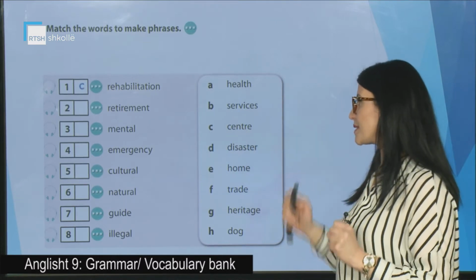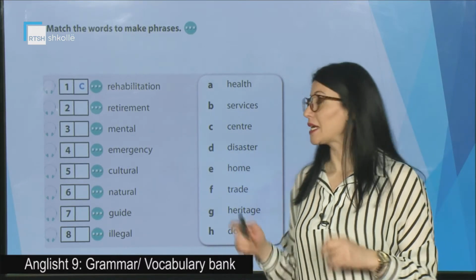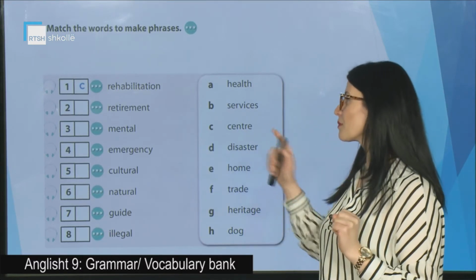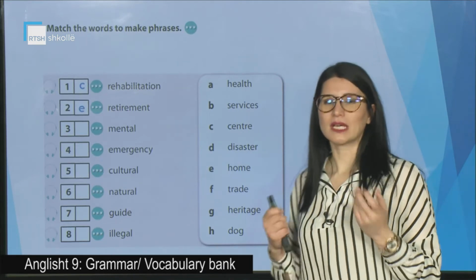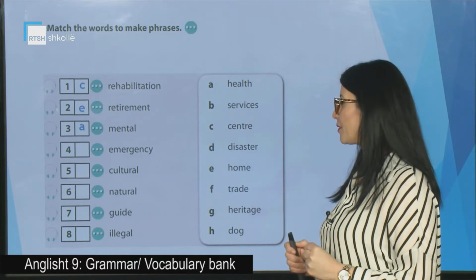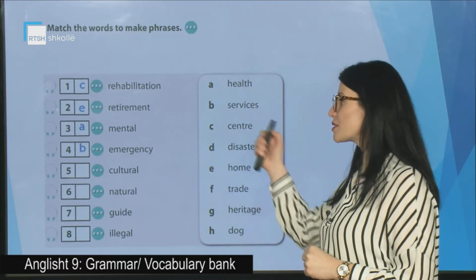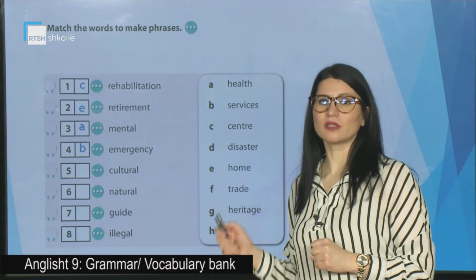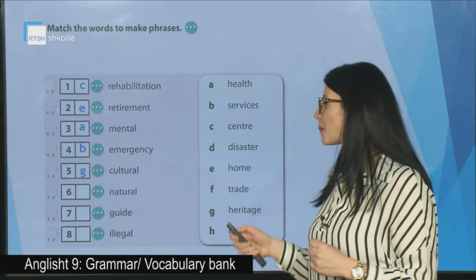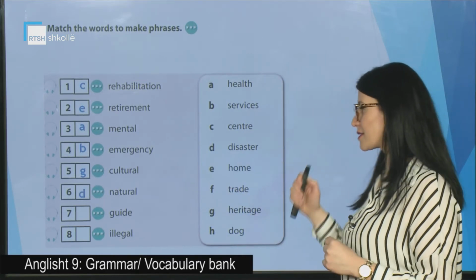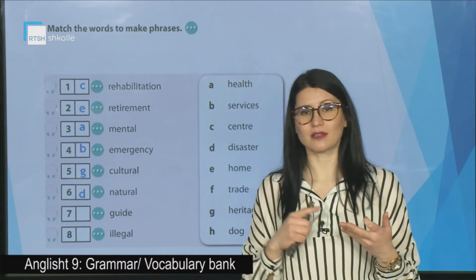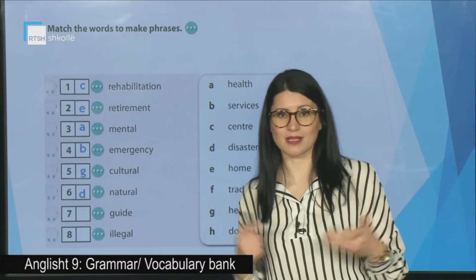Rehabilitation goes with C. Rehabilitation center. It is a center where people go to regain their health. Retirement home. It is the place where old people go, right? Mental health. Then we have emergency services. Cultural heritage. It is what UNESCO was trying to defend, right? Natural disasters. Can you mention some natural disasters? For example, earthquake, landslides, avalanches, etc.